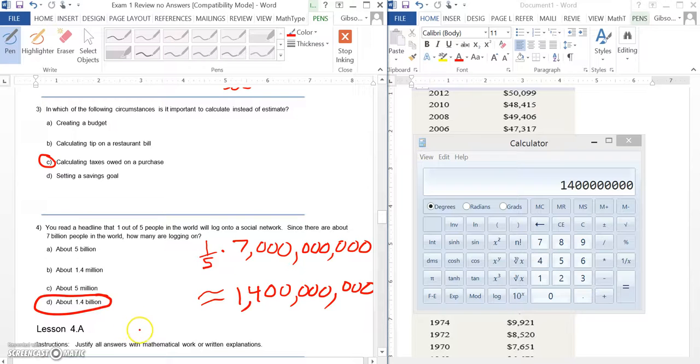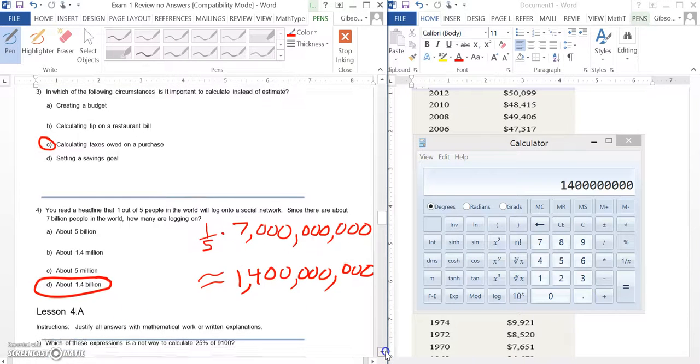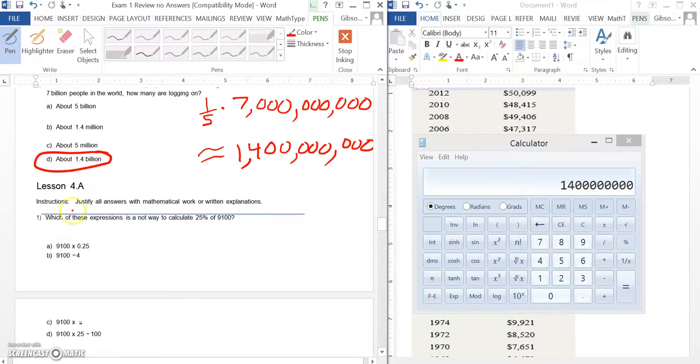Okay, now we're about to scroll down to 4A. 4A says justify all answers with mathematical work or written explanations. Which of these expressions is not a way to calculate 25% of 9,100? So the word of we know means multiplication. So 25% we could rewrite as a decimal. So it'd be 0.25. 9,100 times 0.25 would be a good way of calculating this.